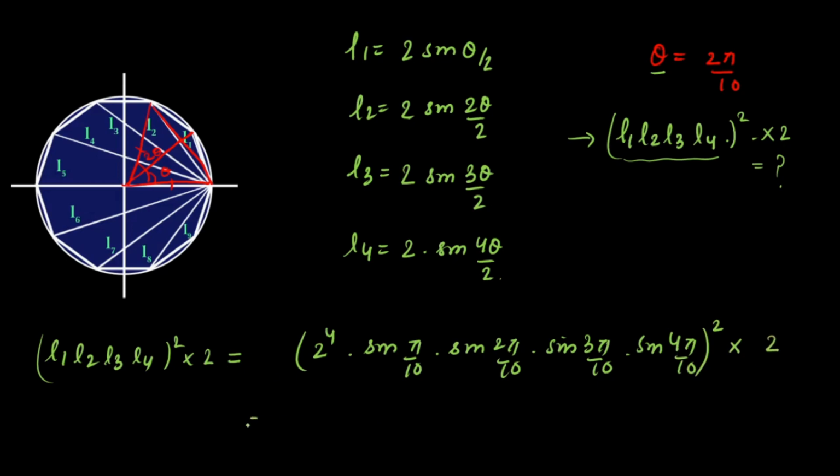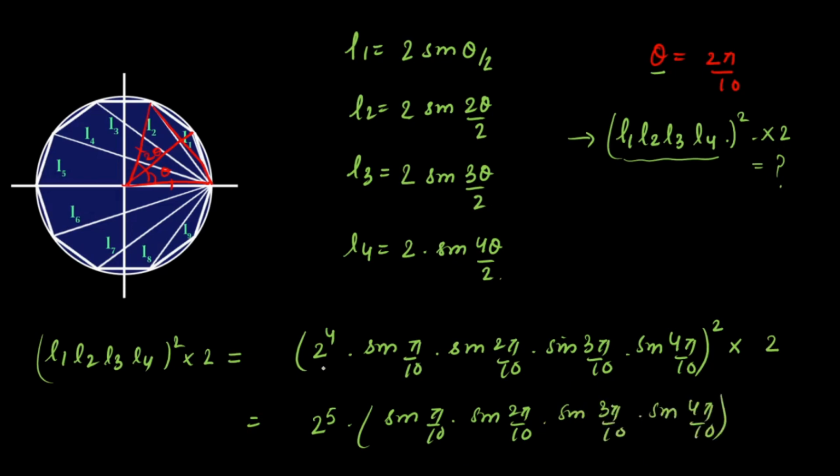Now I'll do one thing. I'll extract 2 here, that is 2 raised to power 5, and I'll get the same series, that is sine pi by 10 multiplied by sine 2 pi by 10 multiplied by sine 3 pi by 10 multiplied by sine 4 pi by 10. And if I extract, I'll get 2 raised to power 8 and I'll get 2 from here, so that will be 2 raised to power 9. Sorry, I've written 5, it's 9. Now I'm going to solve this expression in the next page, and square is there.